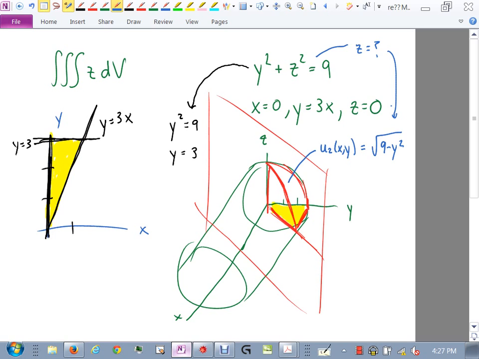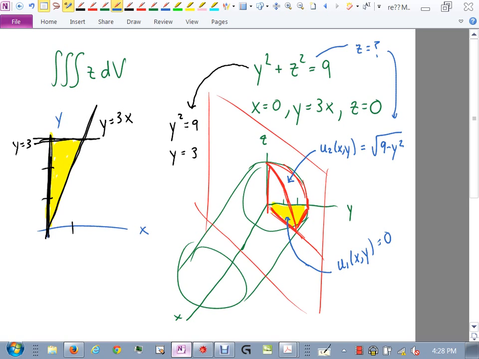It is a function of X and Y, isn't it? But X is free. Agreed? X is free because we were allowed to move down as far as 1. The only thing that needs to be under control is the Y coordinate, or the Z needs to be controlled by the Y. What about the U1? That's that bottom piece, right? That's when Z is 0. So U1 of XY equals 0.